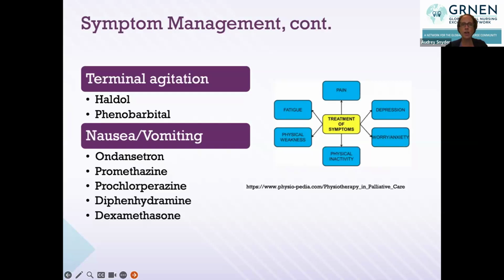Nausea and vomiting is another commonly seen symptom. 60% of the persons at end of life had nausea, and 30% had vomiting. So thinking about which medications could be used: ondansetron, promethazine, prochlorperazine, diphenhydramine, dexamethasone. Sometimes we use a combination of things.